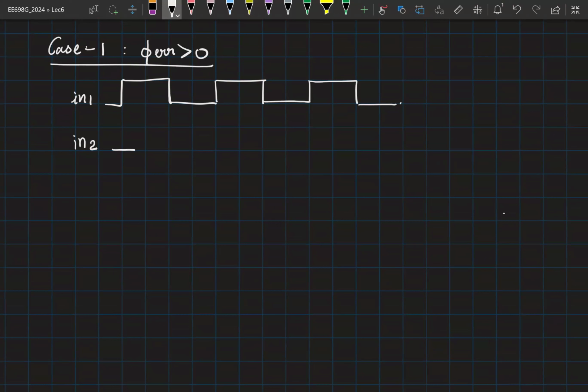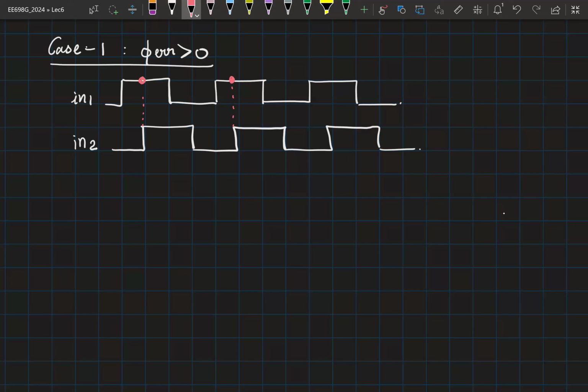So we have in 1 and in 2. So in 2 is simply going to sample in 1. Right? So the VPD is going to be 0. At the first sample, it has sampled VDD. So it will go high here. Next sample is still VDD. And it remains high, right? So if I ignore the initial transients, then the VPD average will be equal to VDD.